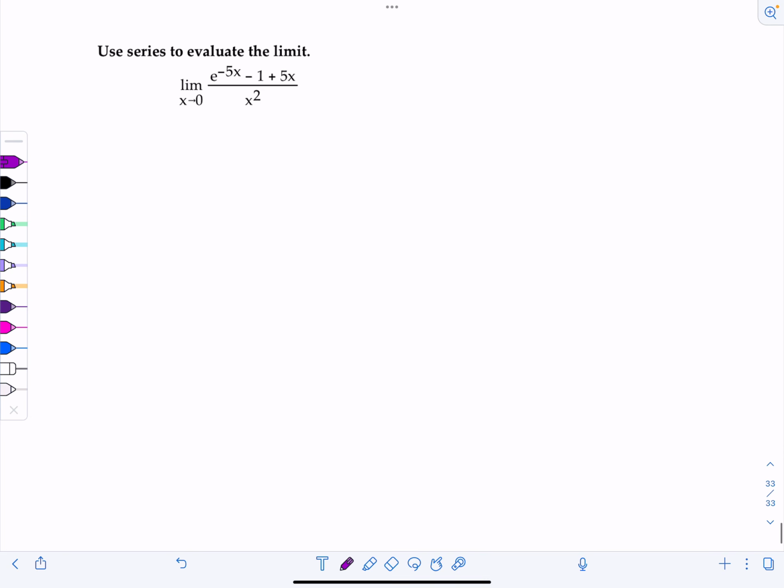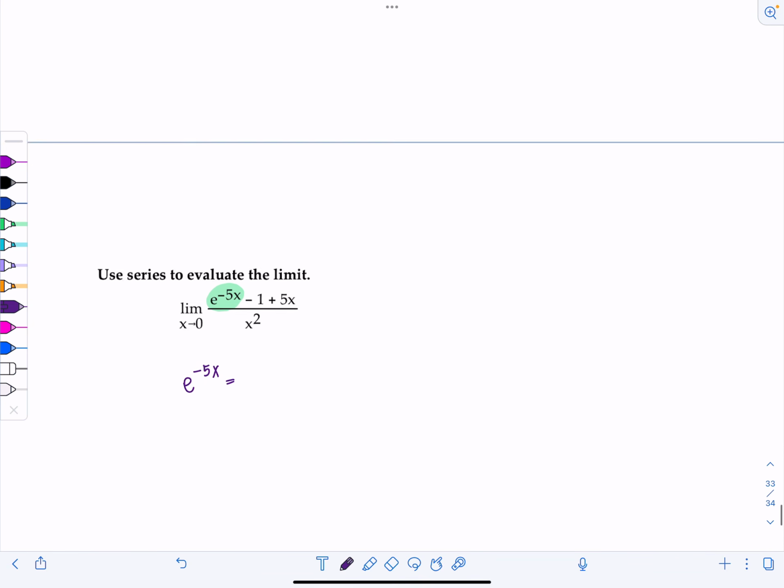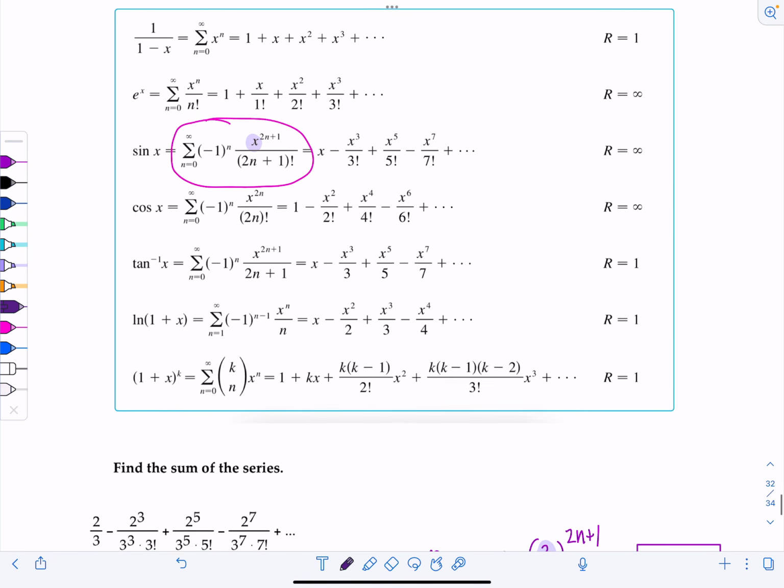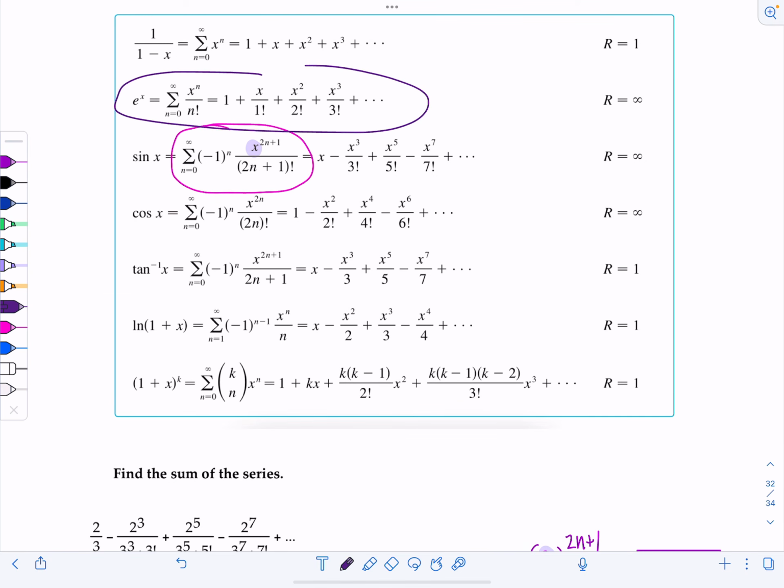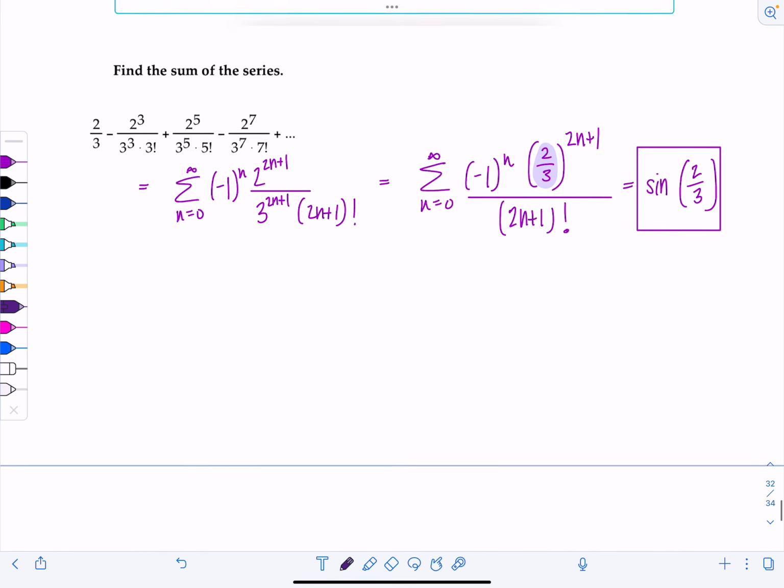Next one, you can also use series to evaluate limits. You can also use Maclaurin series to integrate. So here what we're going to do is use the Maclaurin series representation for e to the negative 5x to evaluate this limit. So e to the negative 5x, did you forget what it was? It's okay, I'll show you. Here, you're just going to replace x with negative 5x this time.